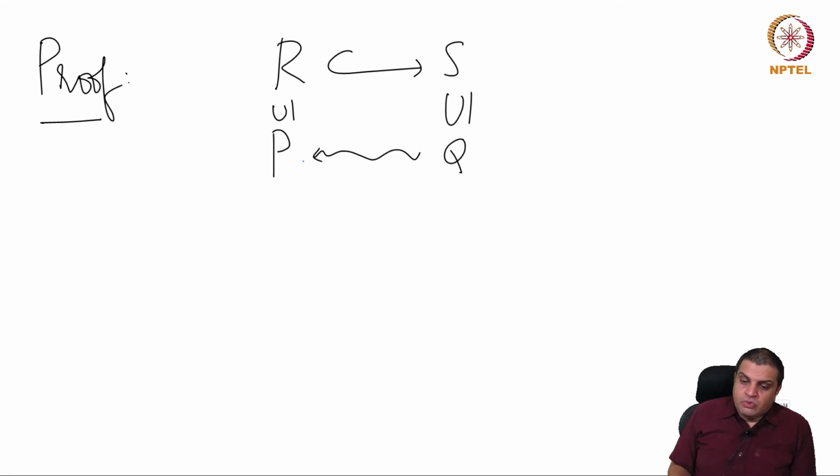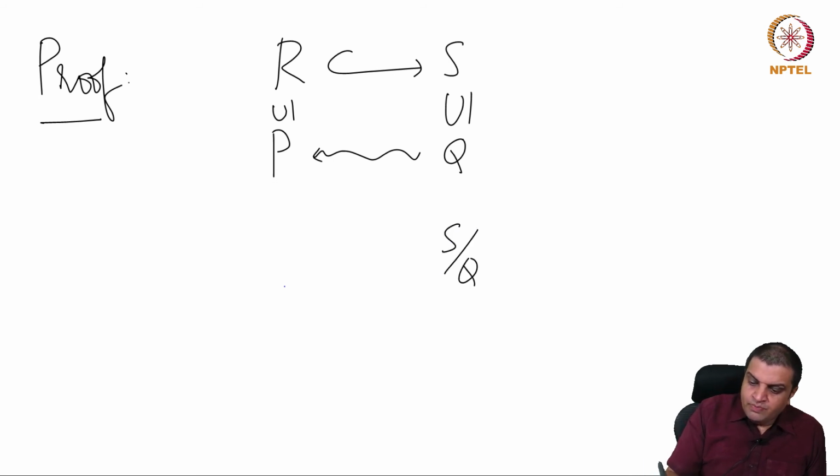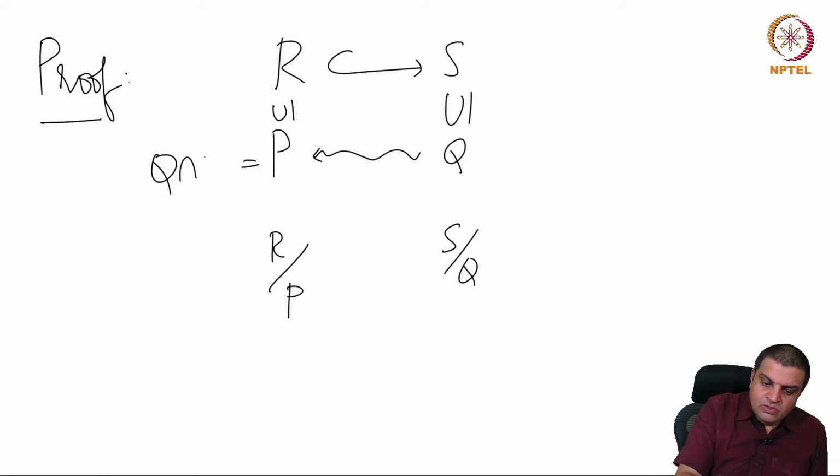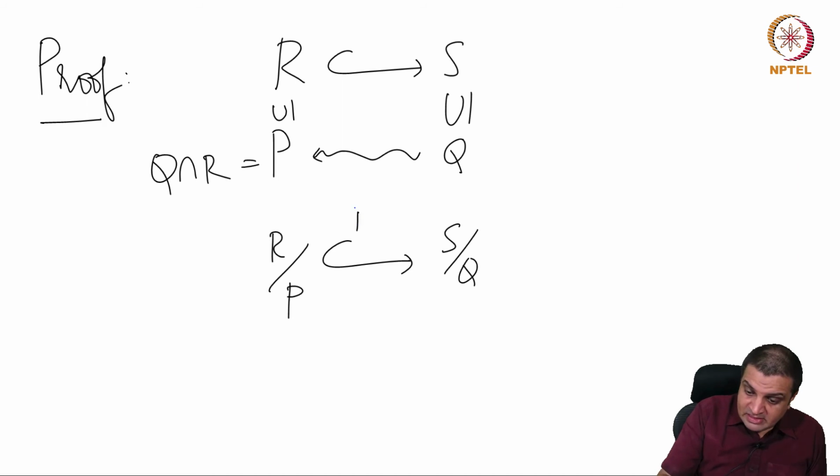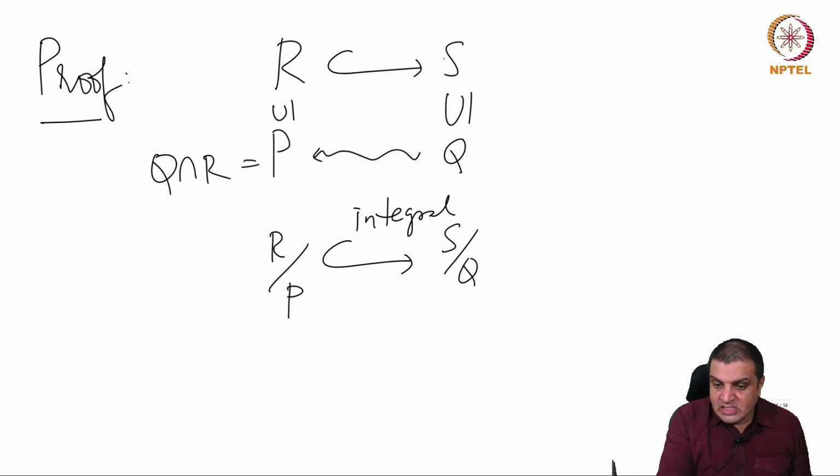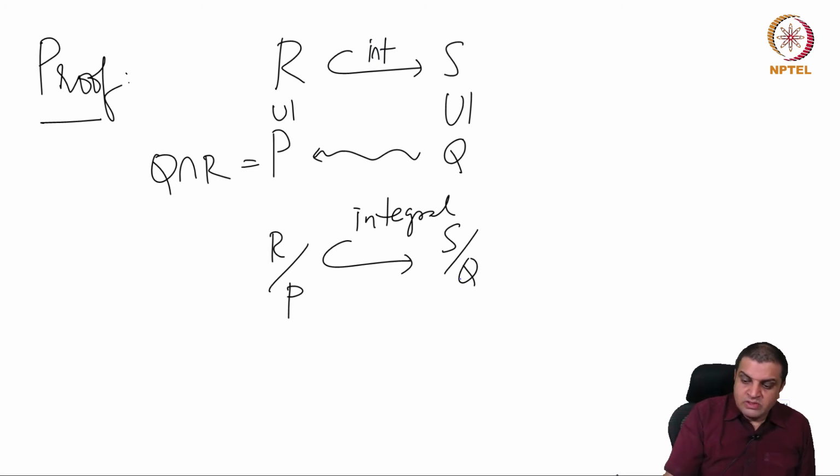So with this, we can look at S mod Q and R mod P. That's because P is Q contracted to R. This is again injective, and it is integral. If you have an integral extension, and you do this step, it remains integral. This also remains integral.